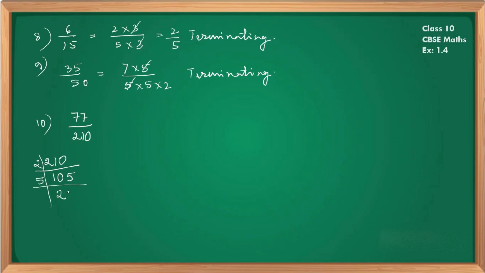5 2s are 10 and 5 1s are 5. Further, you can divide this by 3. 3 into 7 gives you 21. So this given number can be written as 77 divided by 2 into 5 into 3 into 7. Even if you divide this by 7 and 11, you still have 2 and 5 along with 3. Because of this 3, this rational number is non-terminating. Now we have completed question number 1 in exercise 1.4.